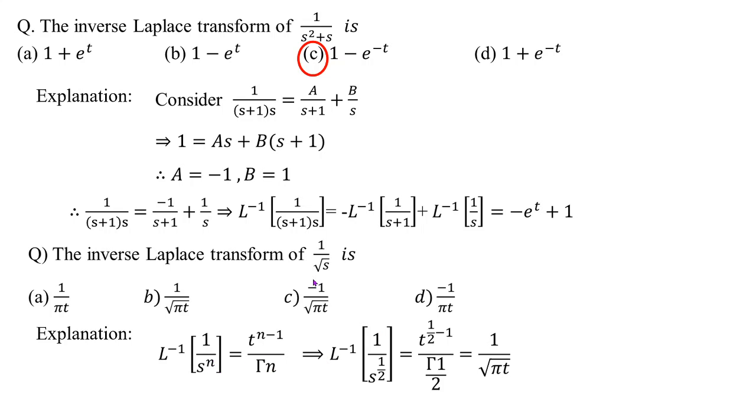So here n is nothing but half, right? We can write root of s as s to the power half and put everywhere n as half. So we will have such a term. It is t to the power minus 1 by 2, that is 1 by root t, and then gamma of 1 by 2. What is the value of gamma of 1 by 2? That is root pi. So we will have the simplification as 1 by root pi t. So that is option number B.